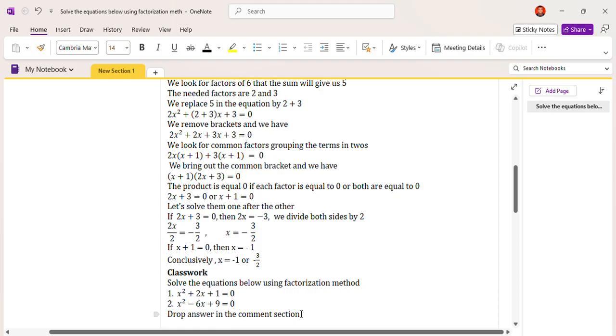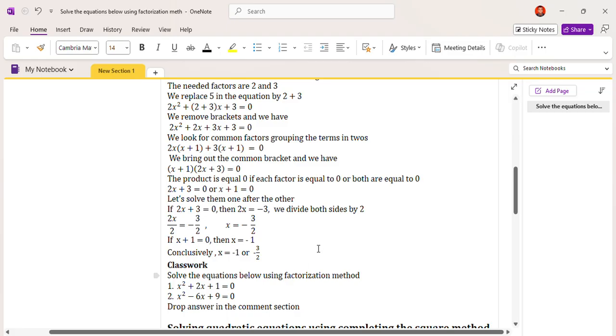Try to solve these two equations and drop the answer in the comment section, so I will let you know if you are right or wrong. Then we see how we can help ourselves. This will be the end of this video. In the next video we are still going to be solving quadratic equations, maybe the same examples using different methods, so that when you use other methods, you will be sure whether you are correct or wrong. So do the classwork and drop the answer in the comment section.